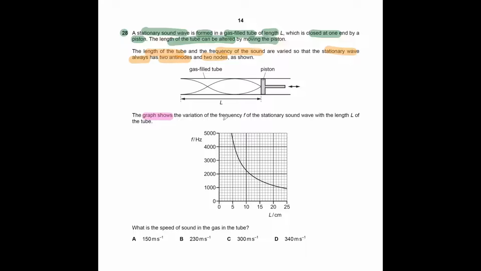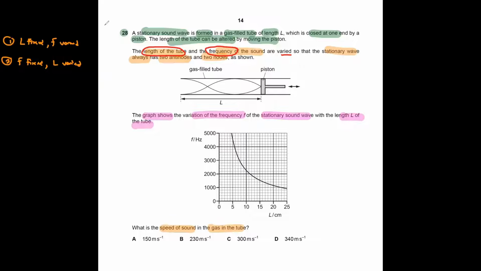The graph shows you the variation of the frequency f of the stationary sound wave with length L of the tube. What is the speed of sound in the gas in the tube? Okay, so here, bear in mind that they are actually changing the length of the tube and the frequency at the same time. The ones that we've always been doing up to now was either length is fixed but frequency varied, or it's the other way around where we tell you that f is fixed but length is varied.